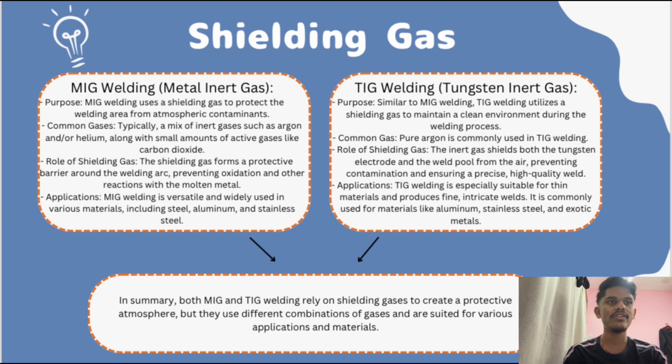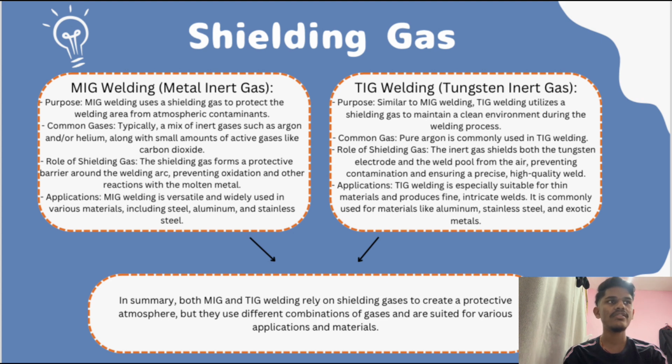Applications. MIG welding is versatile and widely used on various metals including steel, aluminum and stainless steel. Next is TIG welding, tungsten inert gas. The purpose is similar to MIG welding. TIG welding utilizes a shielding gas to maintain a clean environment during the welding process. Pure argon is commonly used in TIG welding.